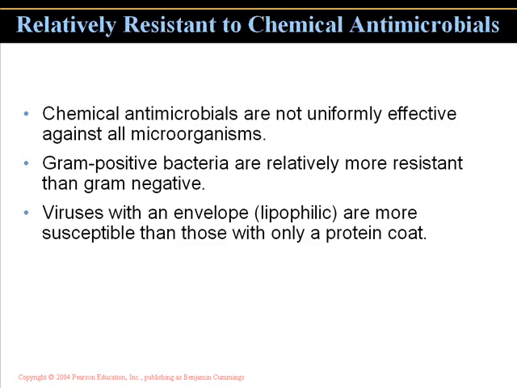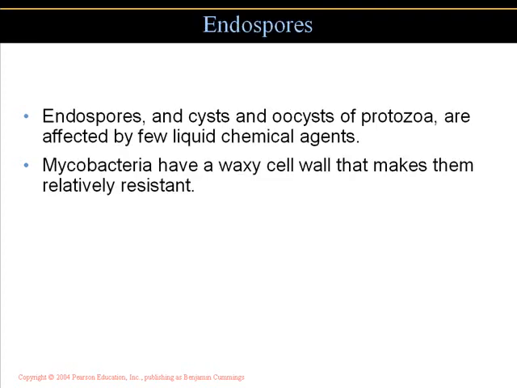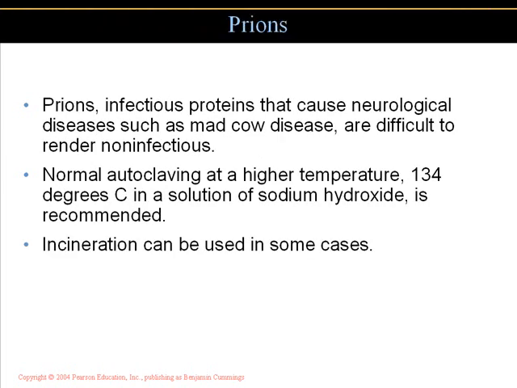Chemical antimicrobials are not uniformly effective against microorganisms. Gram-positive bacteria are relatively more resistant than gram-negative. Viruses with an envelope, lipophilic types of organisms, are more susceptible than those with only a protein coat. And then endospores you already know about. They create a significant amount of resistance for certain microorganisms to chemical agents. Mycobacterium, such as tuberculosis, has a waxy cell wall that makes it relatively resistant as well.